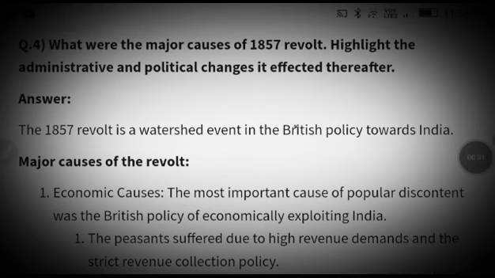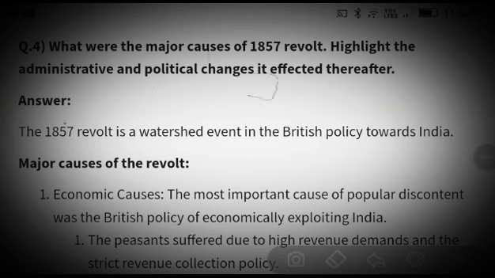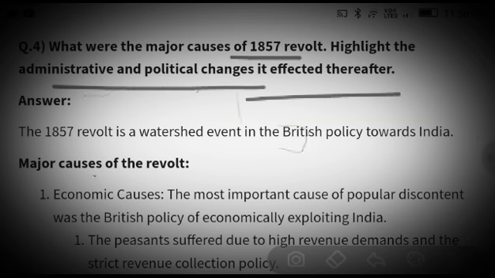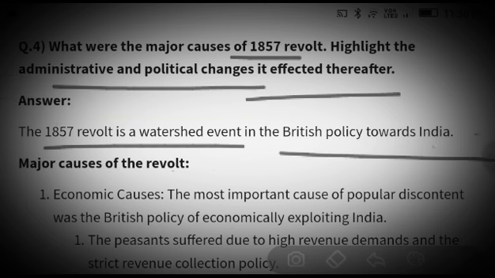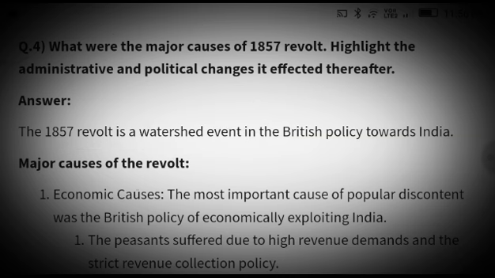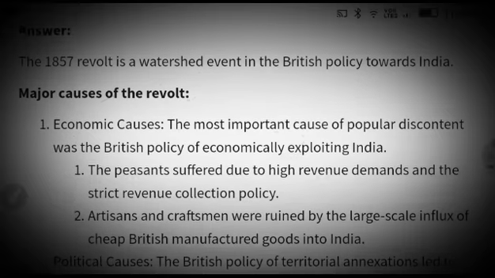So our first question: what were the major causes of the 1857 revolt, and highlight the administrative and political changes it effected thereafter. The 1857 revolt is a watershed event in the British policy towards India. Please remember, it is important. It is a watershed event.